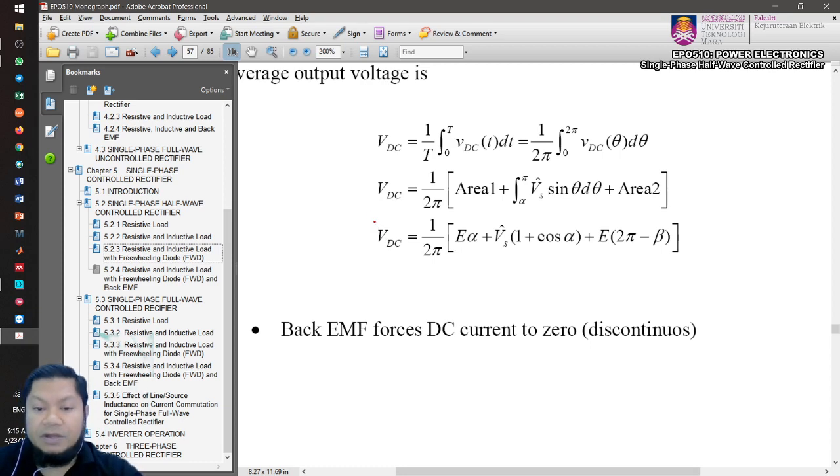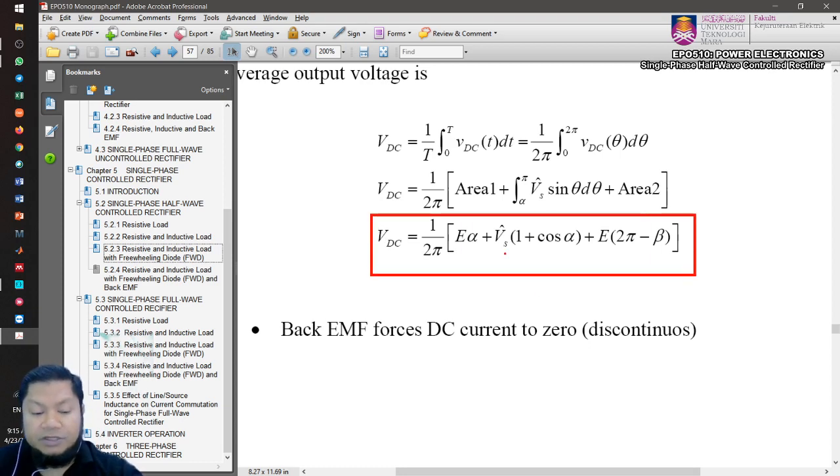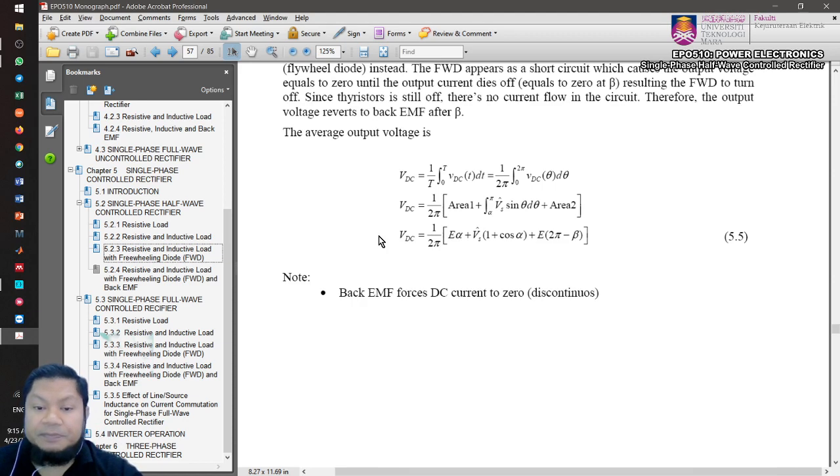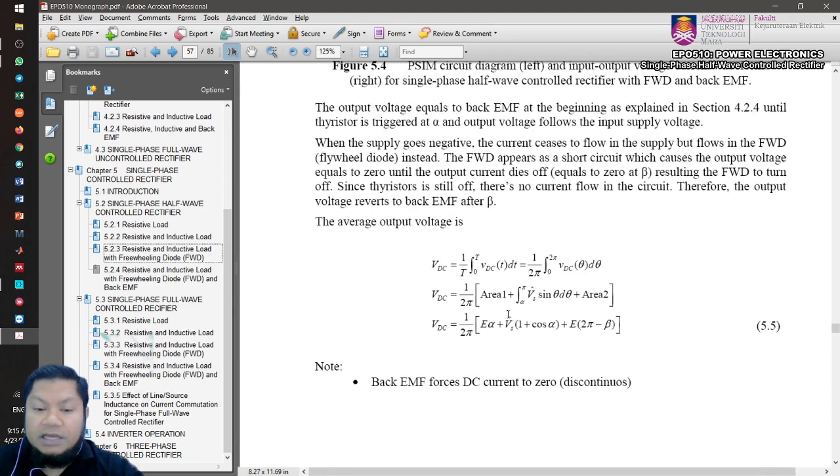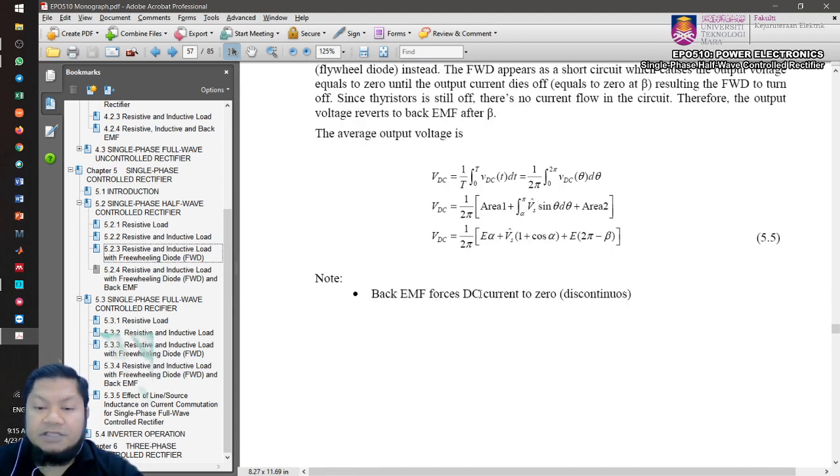You have to memorize this equation, or derive it if you want to. But of course, you need to fill the gaps, and therefore you have this 1.5. Right, so some notes: back EMF forces the DC current to go to 0, giving discontinuous operation.